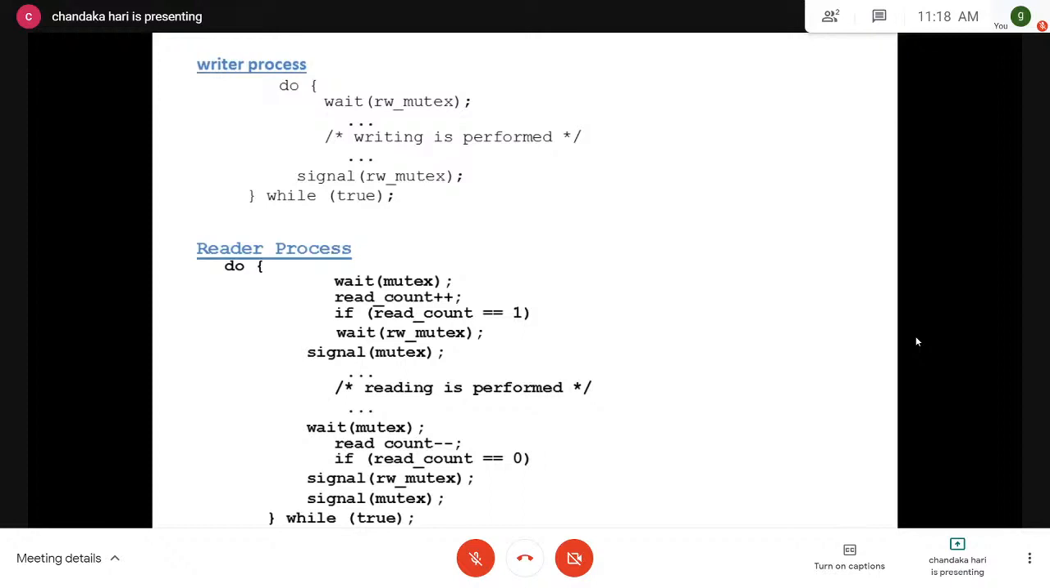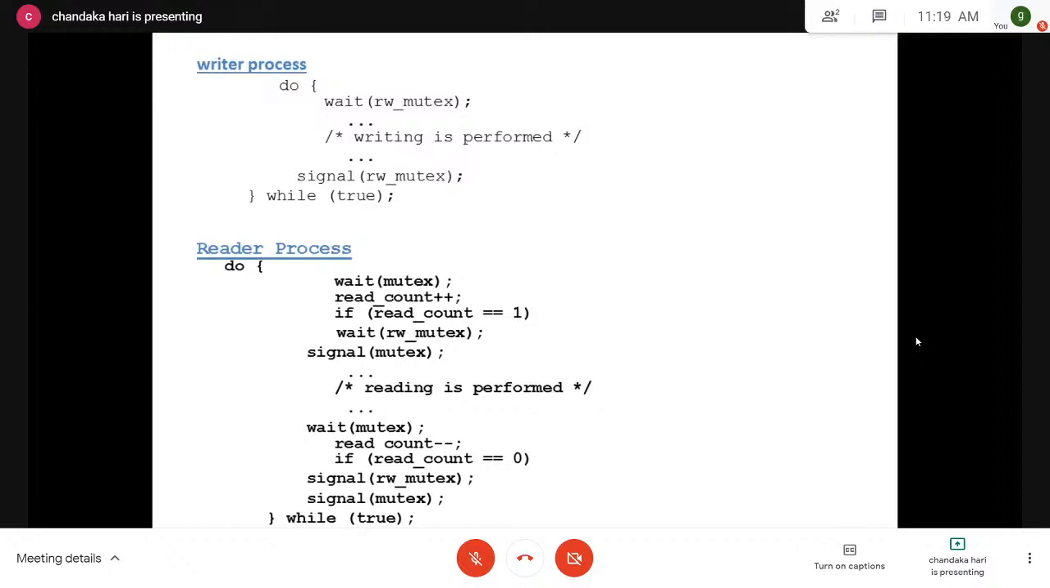The semaphore variable of read count variable is mutex. Once this mutex is obtained, then read count is equal to read count plus plus. If read count is equal to 1, that implies you are the only one person presently reading, no one else is there, so you are eligible for promoting write. Why? Because there are no other readers and no writers, so you can make a requisition.